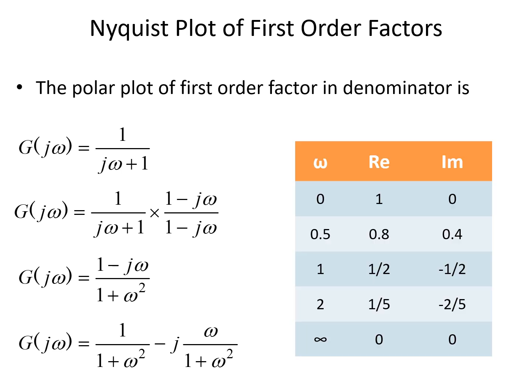And for this, if I start varying the omega value from 0 to infinity, like 0, 0.5, 1, 2 and so on, we are going to get the real value equal to 1, 0.8, 1 by 2, 1 by 5 and so on. And the imaginary value 0, 0.4, minus 1 by 2, minus 2 by 5, and the last value will obviously be infinity, because anything by infinity will give you the value equal to 0.